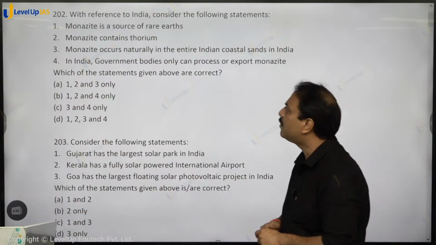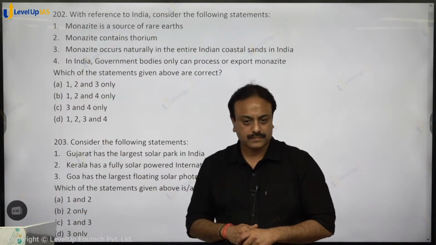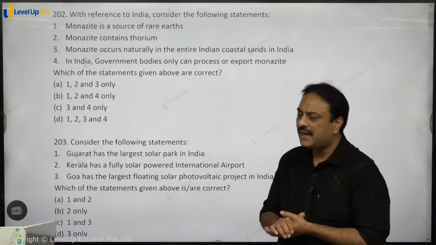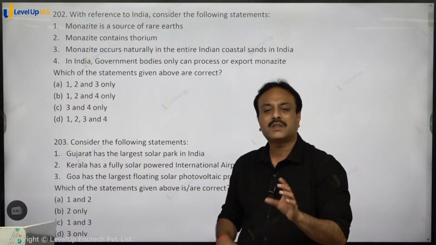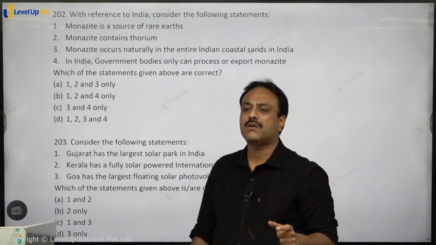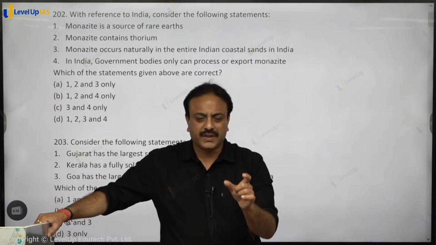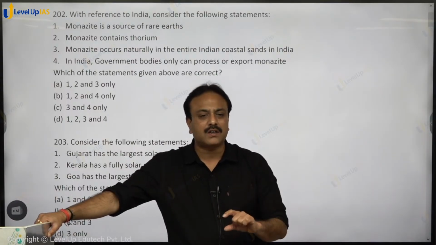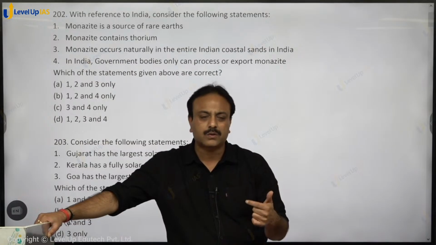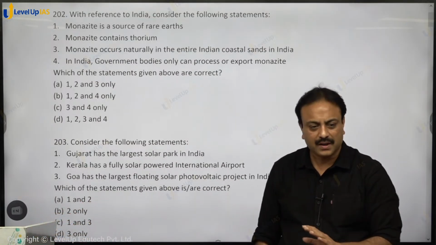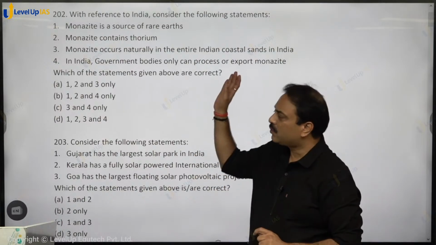But basically, what is monazite? Monazite is basically related to phosphorus. Basically, there are igneous rocks and metamorphic rocks which contain monazite. Monazite is added by disintegration and weathering of those rocks into the oceanic water, and then it is deposited as sand on the coastal areas. That is monazite. Monazite is known for rare earth.